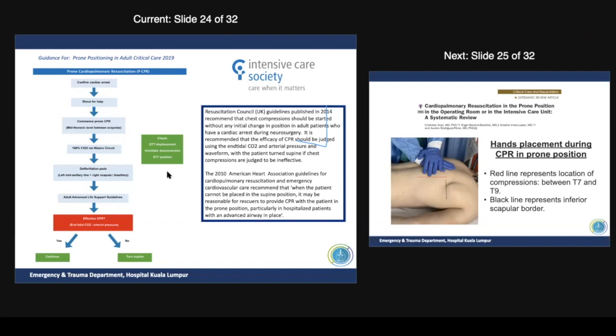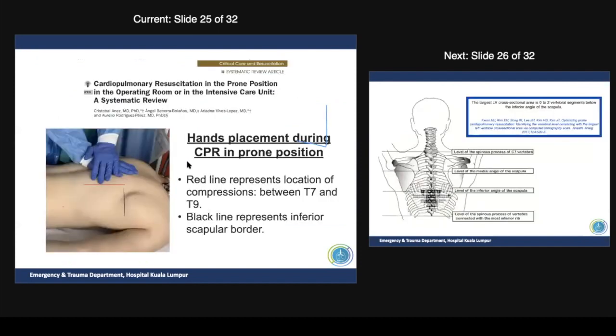Okay, so dekat dalam this algorithm I took from this ISC. So kalau you tengok kat situ, first cardiac arrest, nombor 2 dia kata commence the CPR. So dekat sini kita punya hand placement, okay, hand placement should be in the midline, dekat thorax, okay, dekat spine, dekat T7 to T9. This one I got it from this paper lah. Sebab kebanyakan guideline dia cuma mention bawah scapula level.